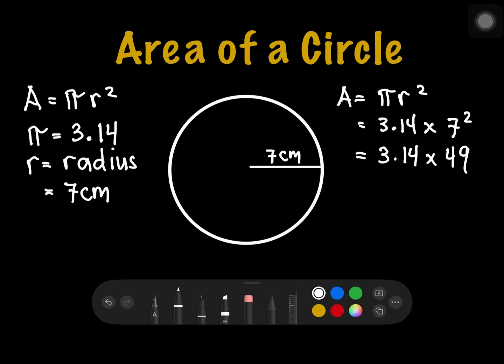And then when we multiply 3.14 times 49, the area of that given circle is equal to 153.86 cm squared. So of course the unit is squared because we are looking for area.